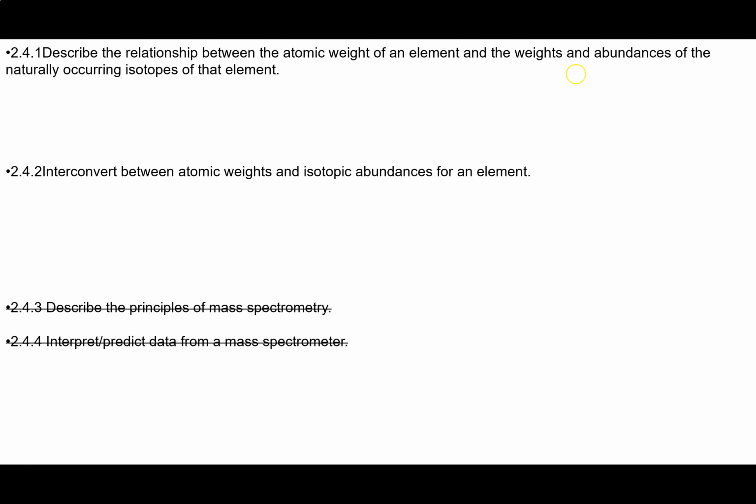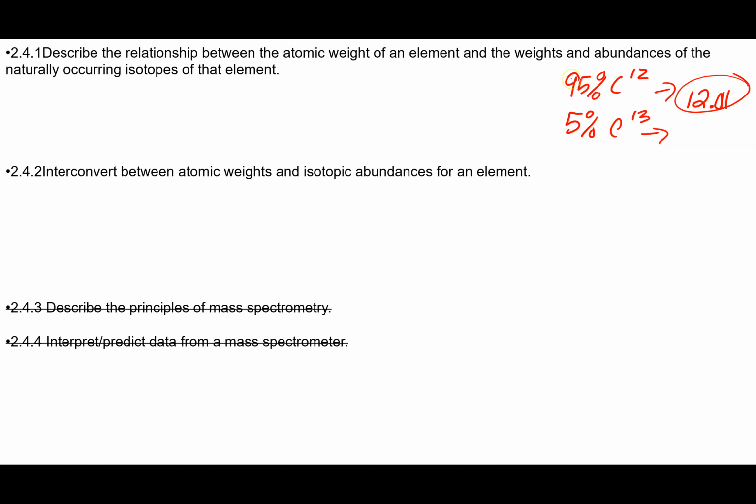So this is where you say you have 95% carbon 12, and then you have 5% carbon 13. When you try to figure out what the total mass is, and your mass is something like 12.01, like that of a carbon atom, then we say that this is the average atomic weight based on isotopic abundance.